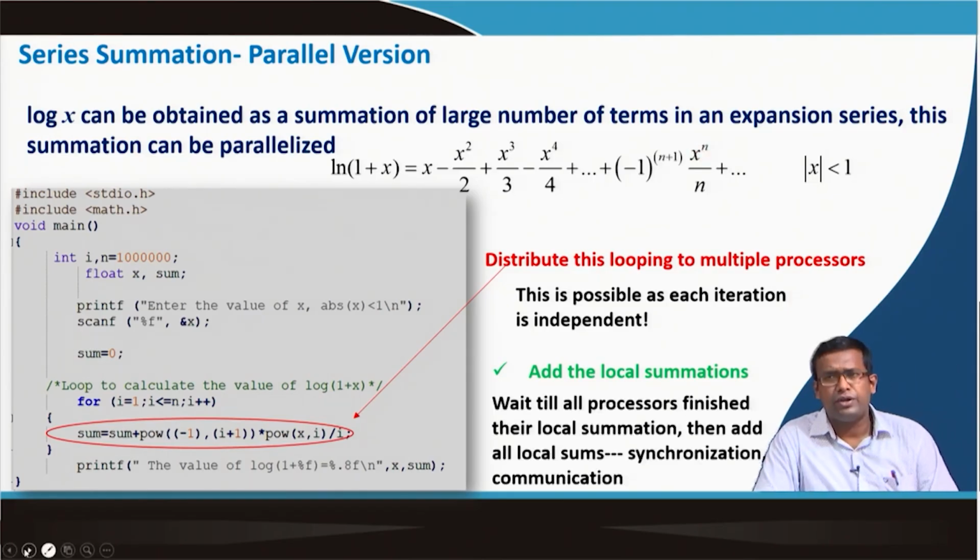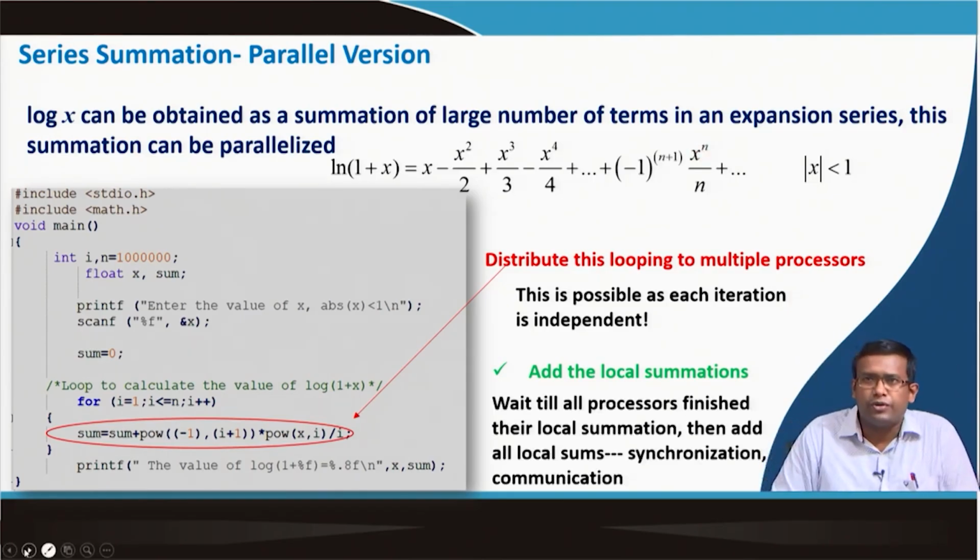And then we need to add the local sums. Therefore, we have to see that each processor is finishing its own job, and then we take values from all the processors and then we can add these values. So, these are the two important steps.